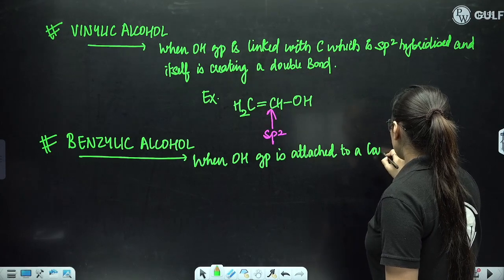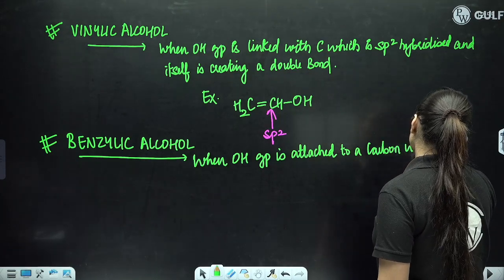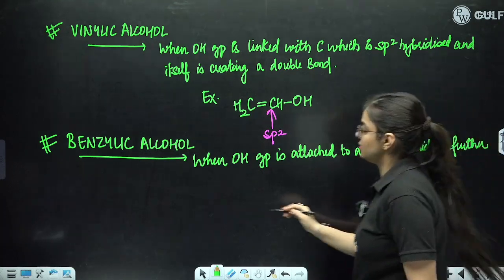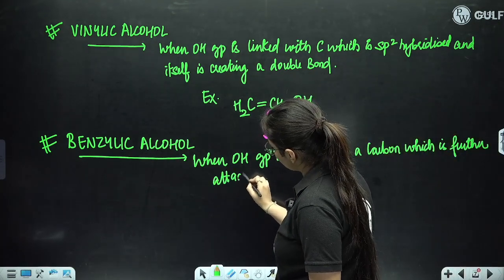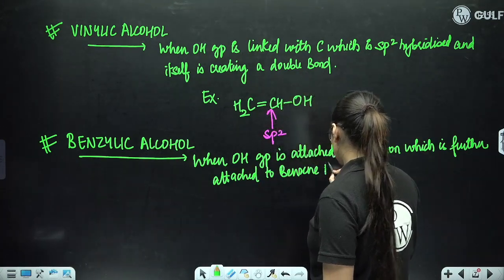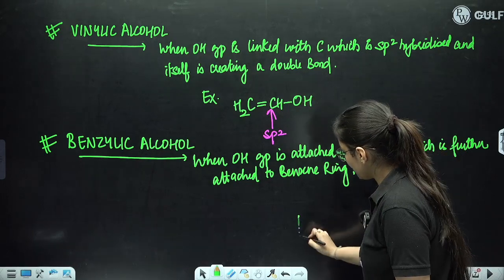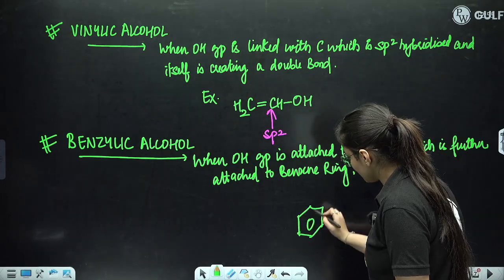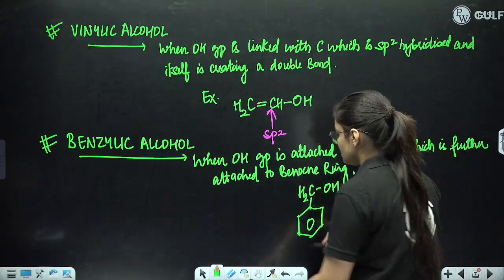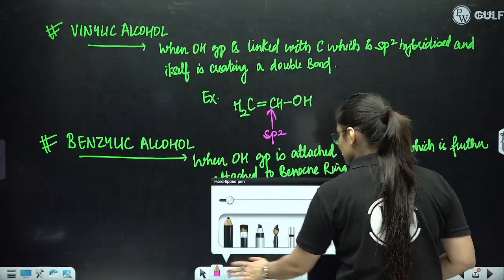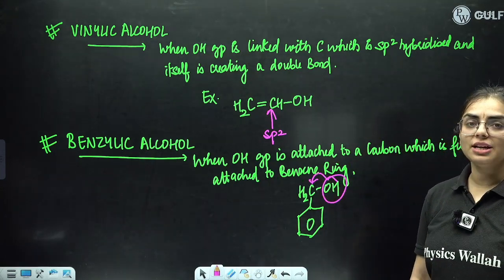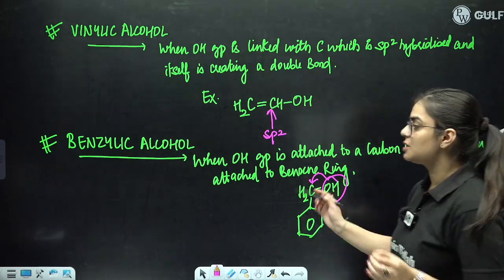So you can say when OH group is attached to a carbon which is further attached to benzene ring. That means if I am taking an example, this is your benzene ring. So this is carbon and this is OH. So over here, this is your benzylic alcohol. OH is attached to a carbon which is further linked with a benzene ring carbon atom. Clear with this part? This is benzylic alcohol.